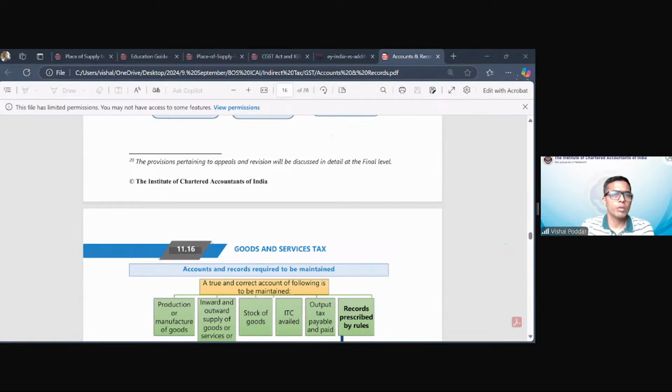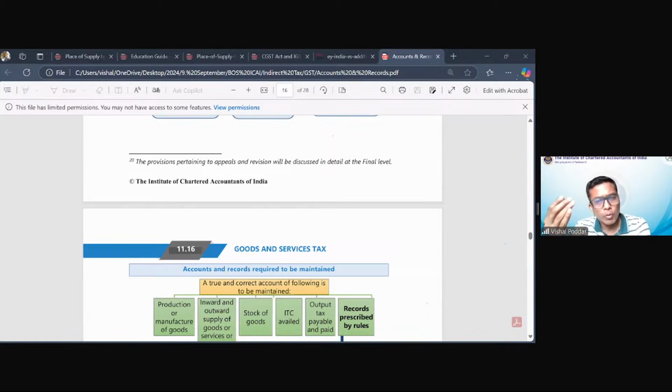Sir, how does LUT bond work? Sunny, I did not get this question. What do you want to understand from this? How does LUT bond work? It is used for exports. Whenever I'm exporting, I have an option of exporting with payment of tax, that is, I export and I pay tax to the government and I again get it back as a refund. This is called export with IGST payment.